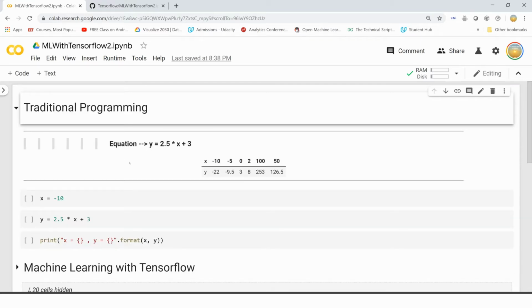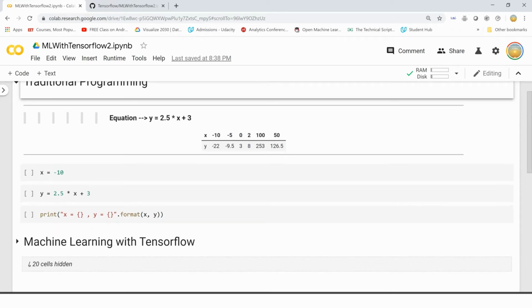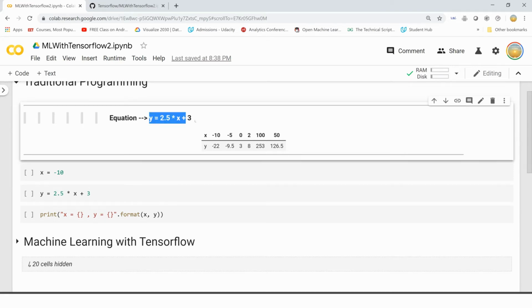Suppose I have this equation of the function y equals 2.5 times x plus 3. Using this equation, I can have these sets of inputs. Suppose my x is -10, -5, 0 to 150. So I have these 5 sets of inputs. And my y, according to this equation, is -22, -9.5, 3, 8, and so on. So suppose I have this equation ready with me, and accordingly I've selected the inputs and the outputs.